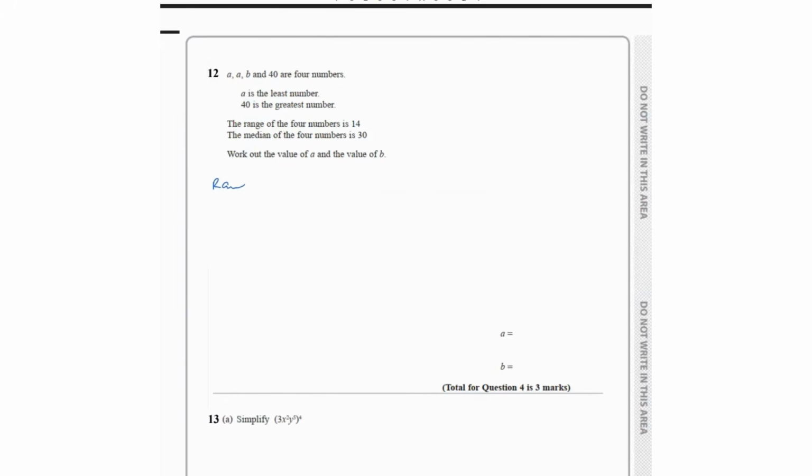So range is your difference between the maximum and the minimum value. So if maximum is 40, minimum is A, and range is 14, A is going to be 40 minus 14, which is 26. So now if we write the numbers down, we have 26, B, and 40. They said that median is 30. Median is your middle value. Middle value is going to be over here, between the second and the third number. Why? Because there are 4 numbers in total. So middle is right over here.